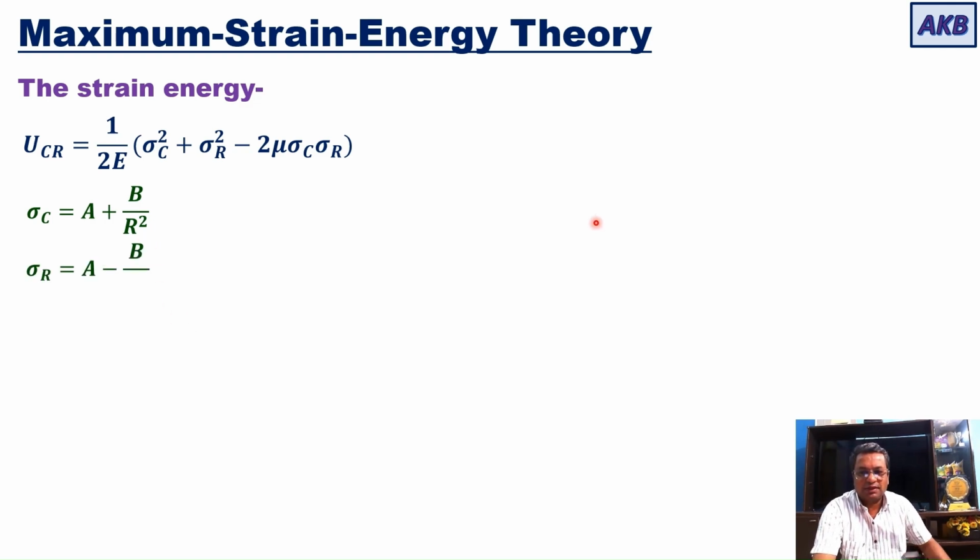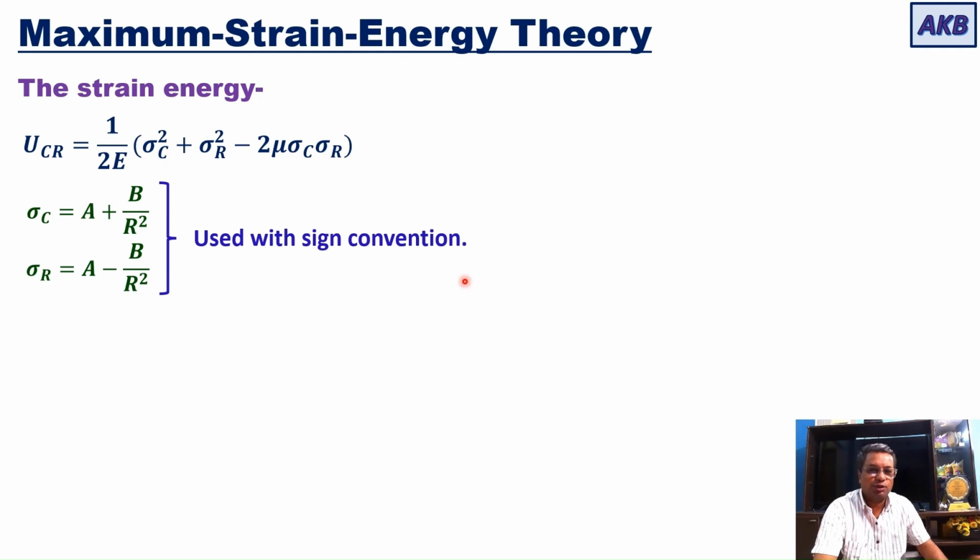And then likewise, sigma R will be given by this equation. Sigma R is equal to A minus B upon R square. Again, I have considered this equation with the sign convention. And what is the sign convention? Tensile stress is considered to be positive and the compressive stress is considered to be negative.